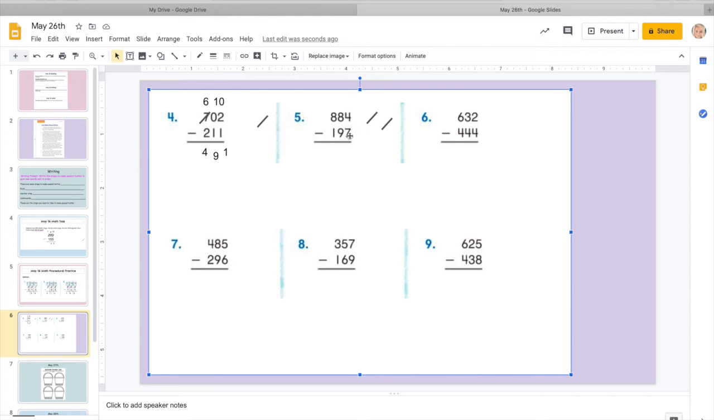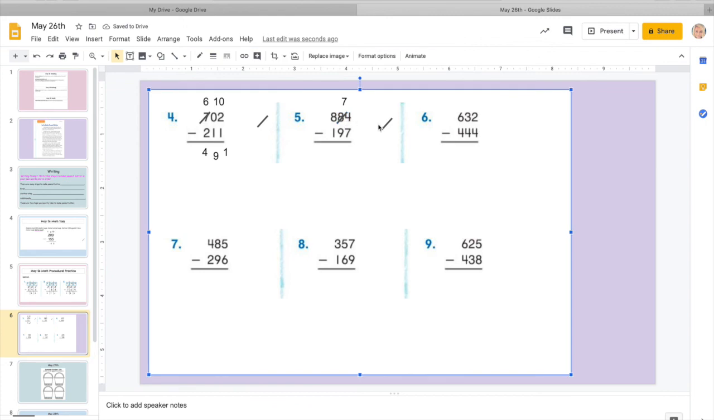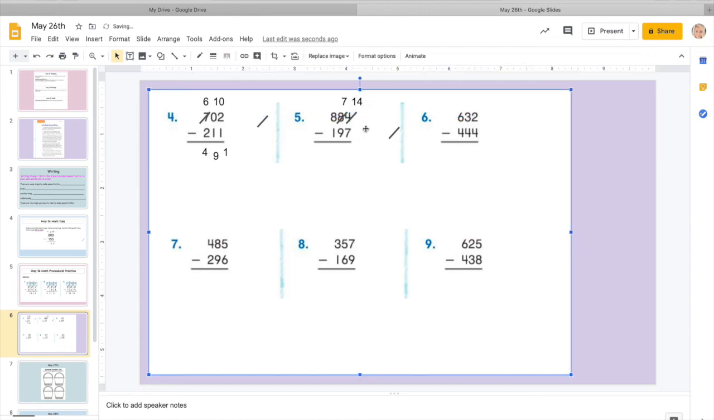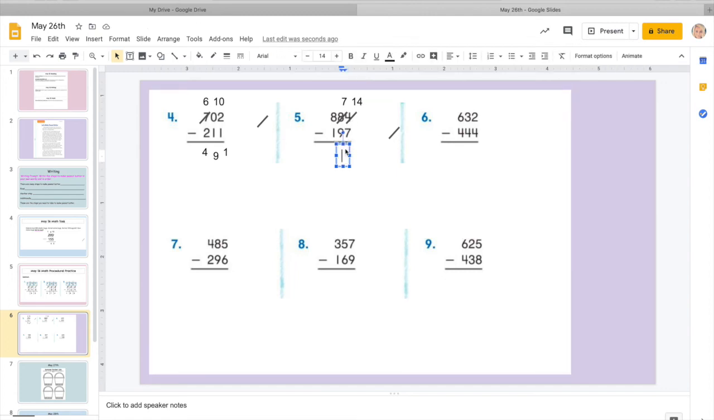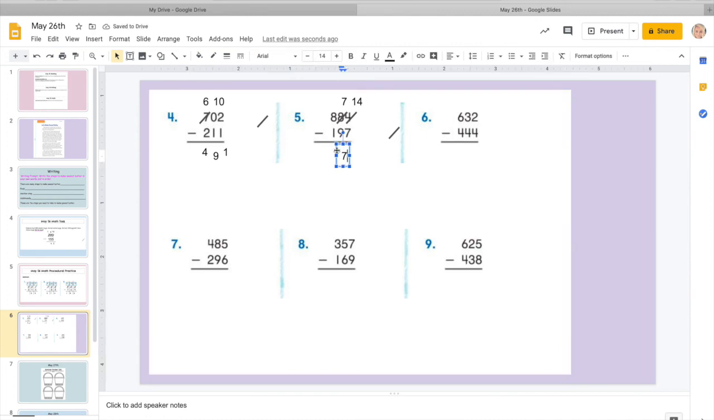We have 4 minus 7. 4 is less than 7, so we're going to need to borrow from that 8. That 8 is going to become a 7, and our 4 is going to become a 14. Okay, now we can subtract. 14 minus 7 is 7. And that is the first step.